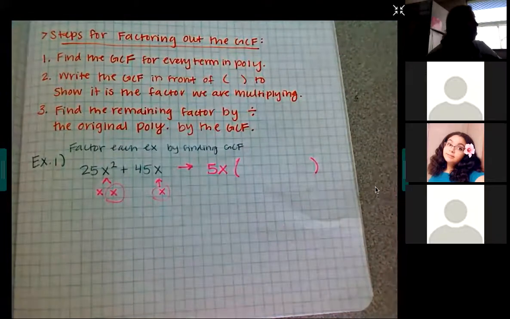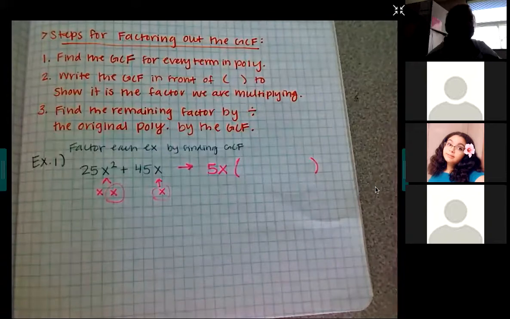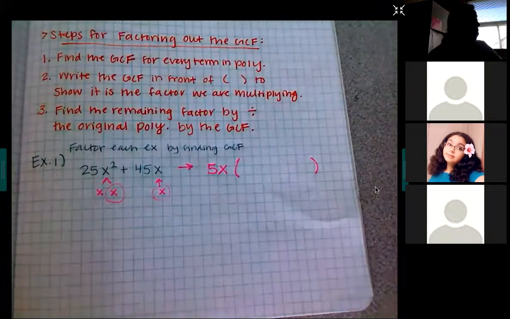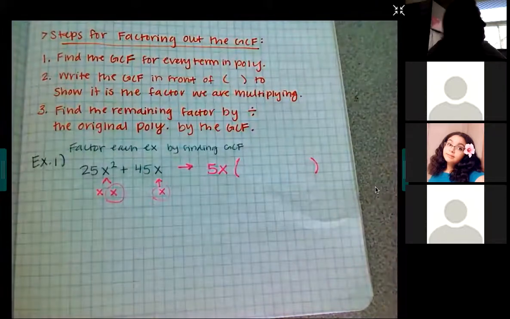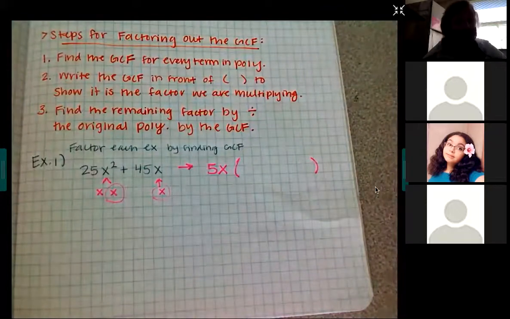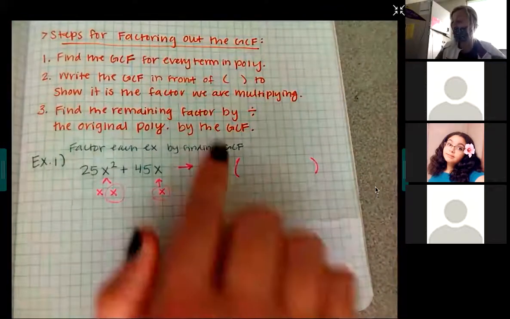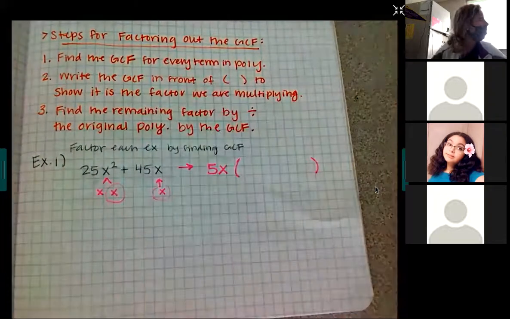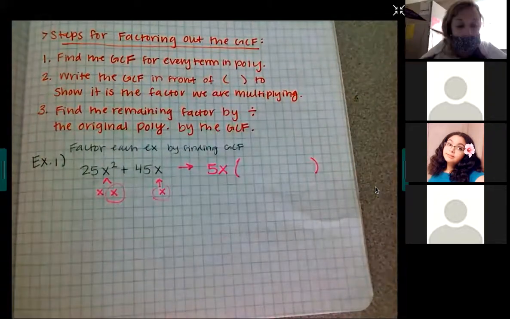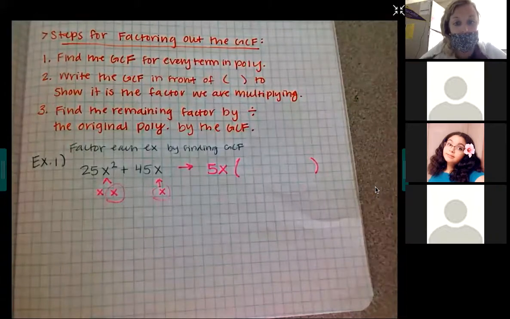Write what, baby? I'm not going to write out what I just said. You can write it. I just said a whole bunch of things, so I'm not even quite sure which one you're asking me. I don't mean that ugly. I have that. Write the GCF in front of parentheses to show that we are multiplying. Okay. All right. Y'all need to pay attention because I've already had to repeat myself about 20 times.